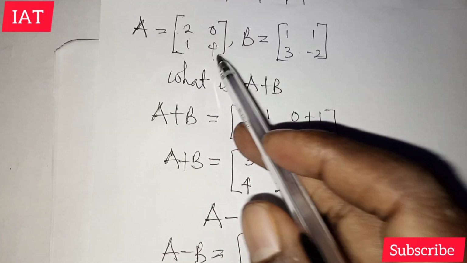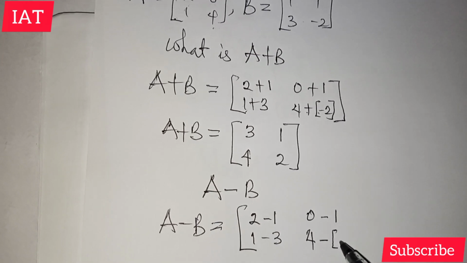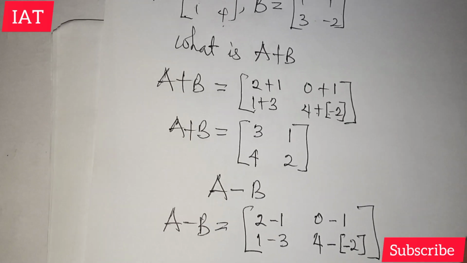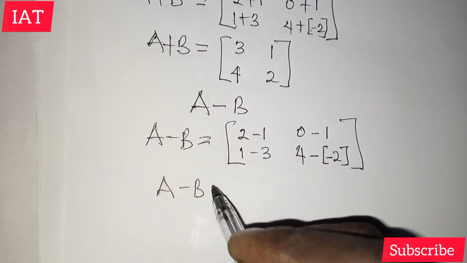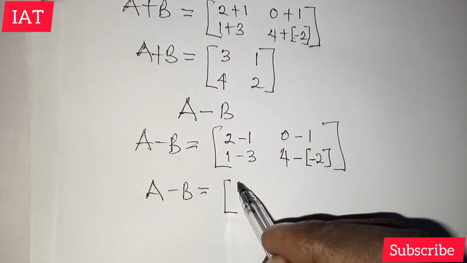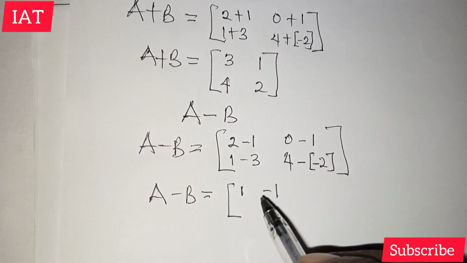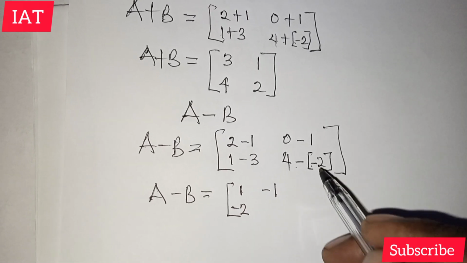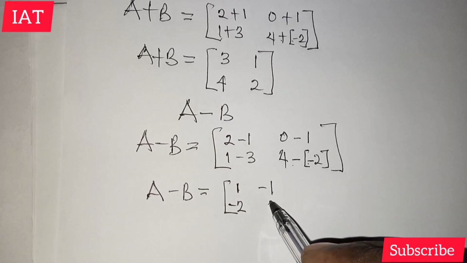And then the final one will be 4 minus, of course, we have minus 2 already. So what is going to be the final answer to this? A minus B will be equal to 2 minus 1, of course, is 1. 0 minus 1 is minus 1. 1 minus 3 is minus 2. And then minus multiplied by minus, that will give us plus. And 4 plus 2, that will give us 6.